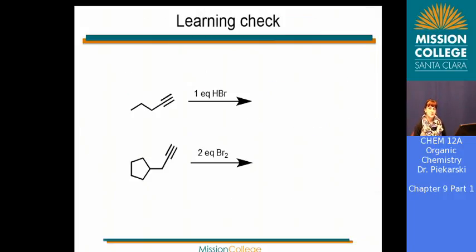So let's do a couple examples. Pause the video. You can go through the mechanisms. I challenge you to do that. Try to predict the mechanism, what it looks like. They're pretty straightforward. We just kind of went through an example of one. And then predict their products and come back and check your work after you've done it all. Okay?